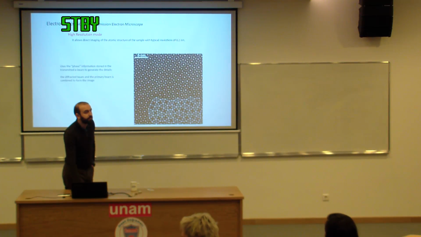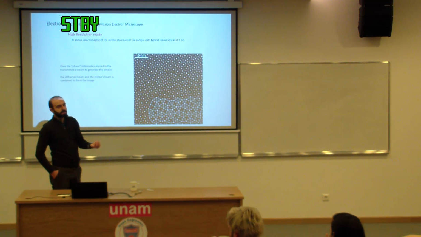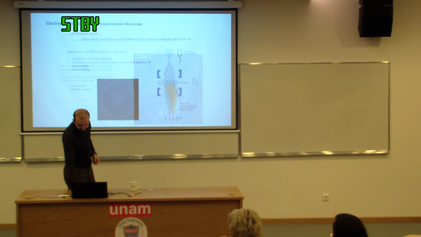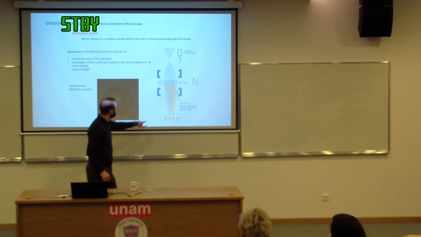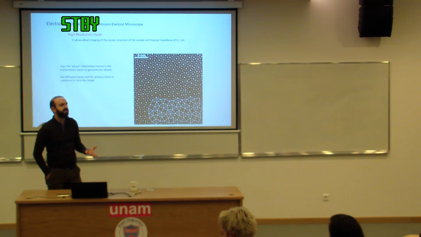What is primary? The primary beam is the main beam that is transmitted through the surface. It's the beam in the bright field. So the gray beam is the primary. And it combines it with the diffraction data.